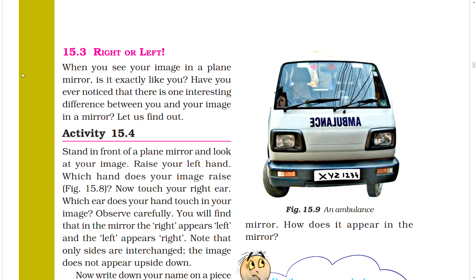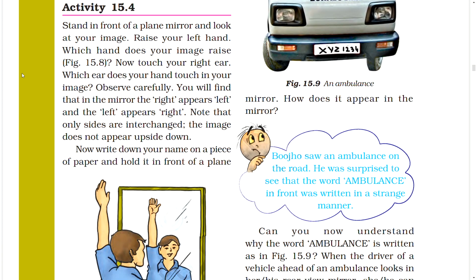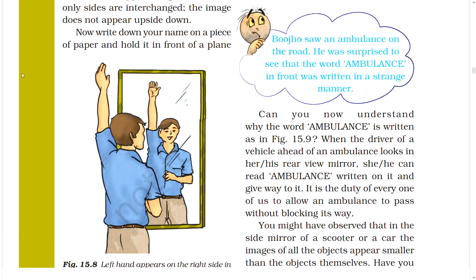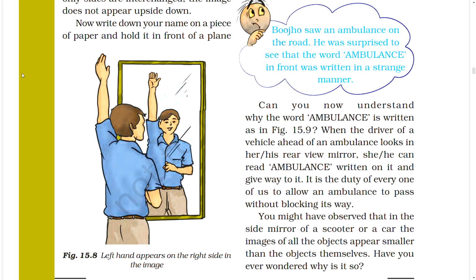Figure. An ambulance. Mirror. How does it appear in the mirror? Bojo saw an ambulance on the road. He was surprised to see that the word ambulance in front was written in a strange manner. Can you now understand why the word ambulance is written as in the figure? When the driver of a vehicle ahead of an ambulance looks in her or his rear view mirror, she or he can read ambulance written on it and give way to it. It is the duty of every one of us to allow an ambulance to pass without blocking its way.